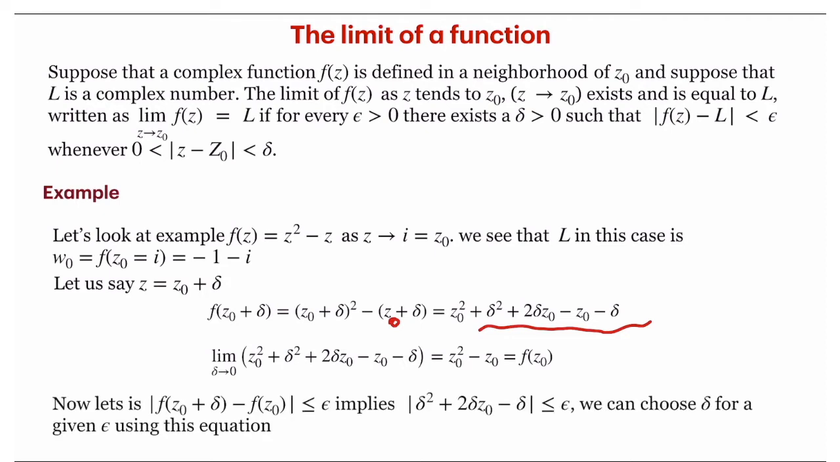Now let's try to say that |f(z0 plus delta) minus f(z0)| is less than some arbitrary epsilon. Then we can always construct a delta satisfying this condition. If you choose the delta satisfying this condition, then for every epsilon there is a delta with which z would be close to z0 within radius delta.